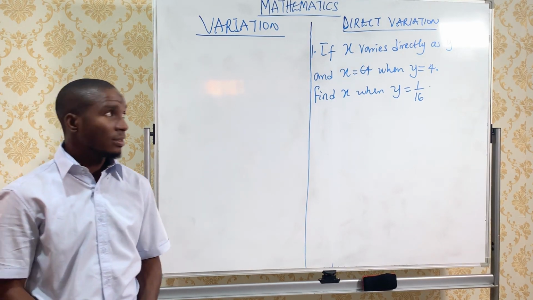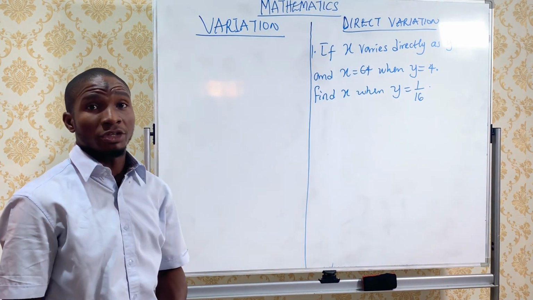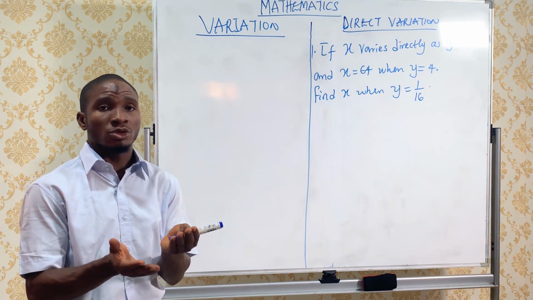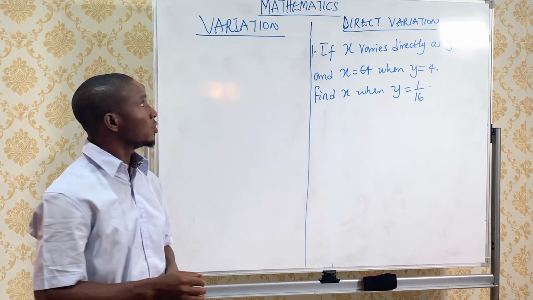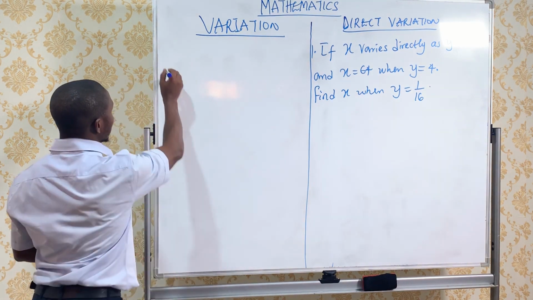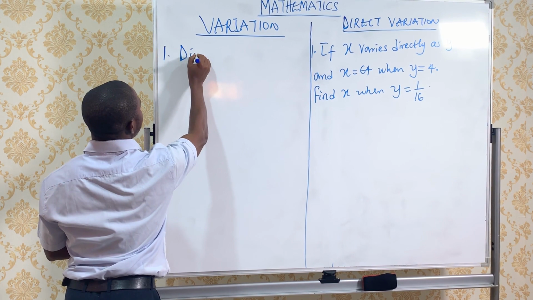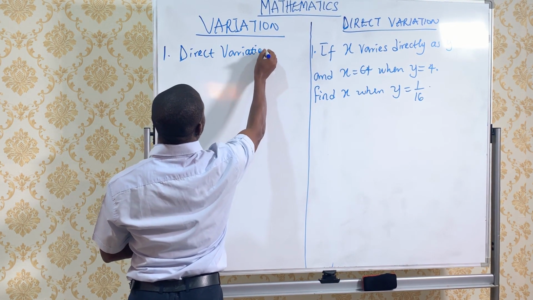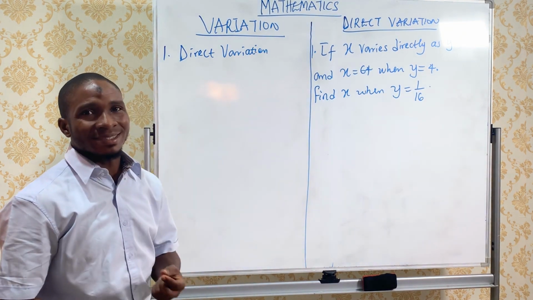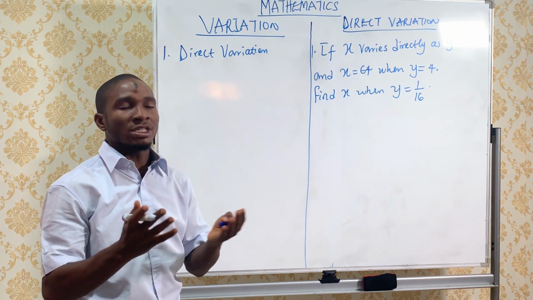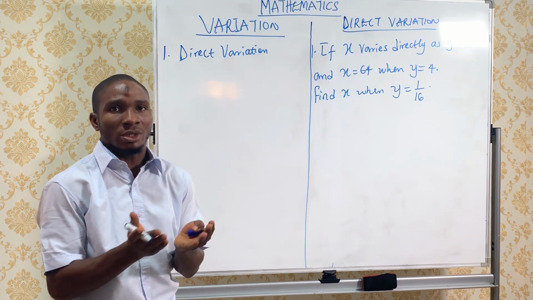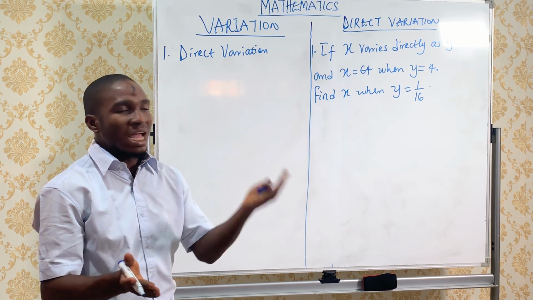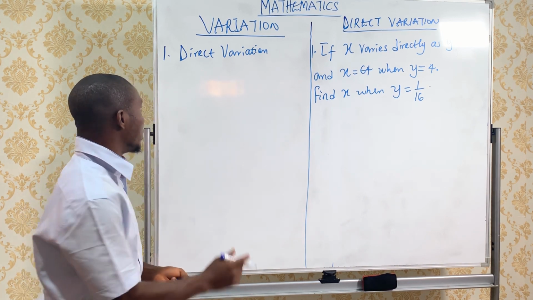Good morning, class. Now I want to look at variation. We want to look at how different values, different variables can vary against each other. We have different types of variation. Number one, we have direct variation. What direct variation implies is that when you have two different variables that vary directly with each other, directly means if one variable increases, the other one will also increase, while if one variable decreases, the other one will also decrease.